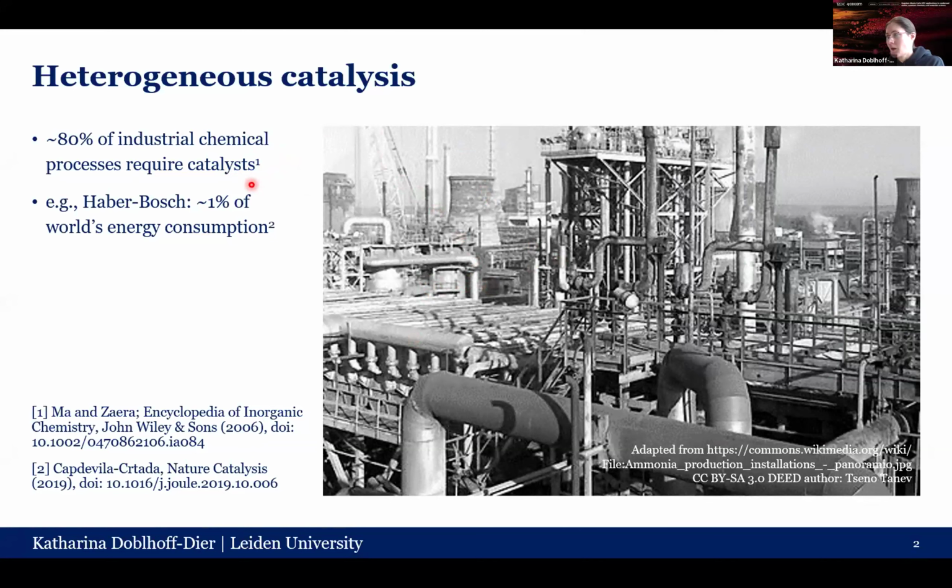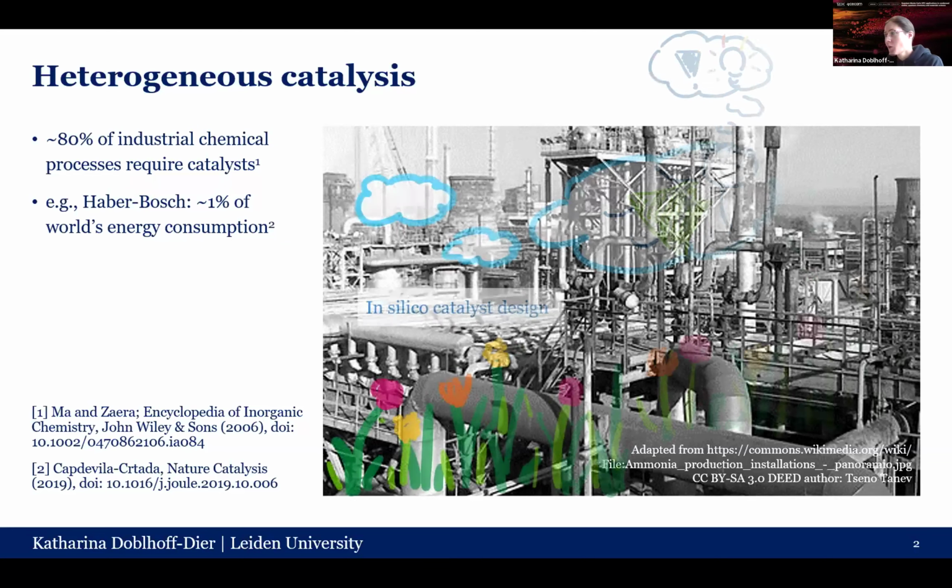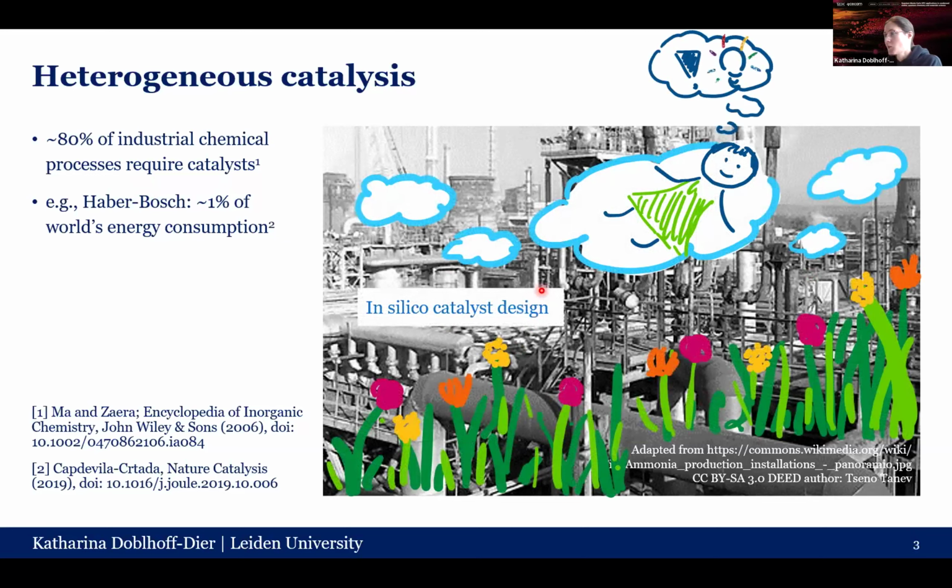And these processes do require incredible amounts of energy. In fact, if you just look at the Haber-Bosch process, it's estimated to use about 1% of the world's energy consumption. So that's a lot. And clearly the idea of scientists, including computational scientists, would be to improve these processes. So our dream in computational catalysis would be to have in silico catalyst design, in which we can design catalysts and reaction properties that require less energy and are thus greener.